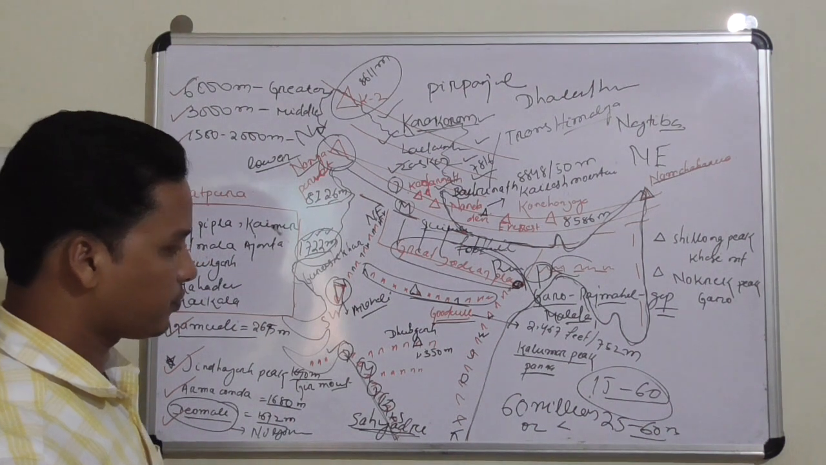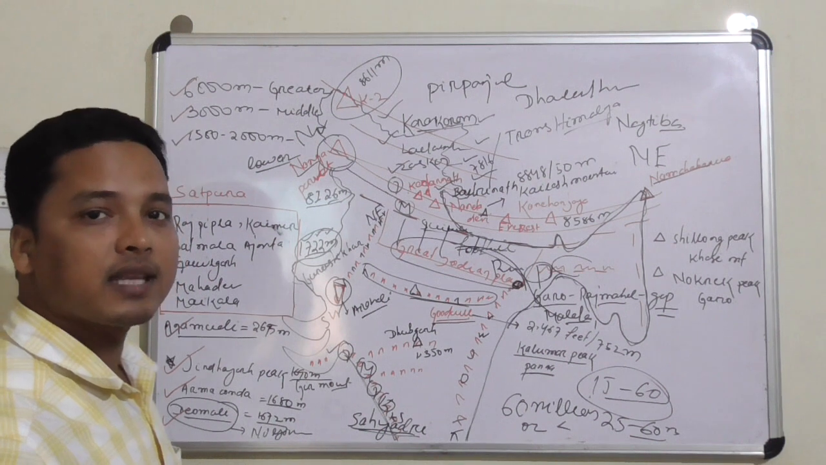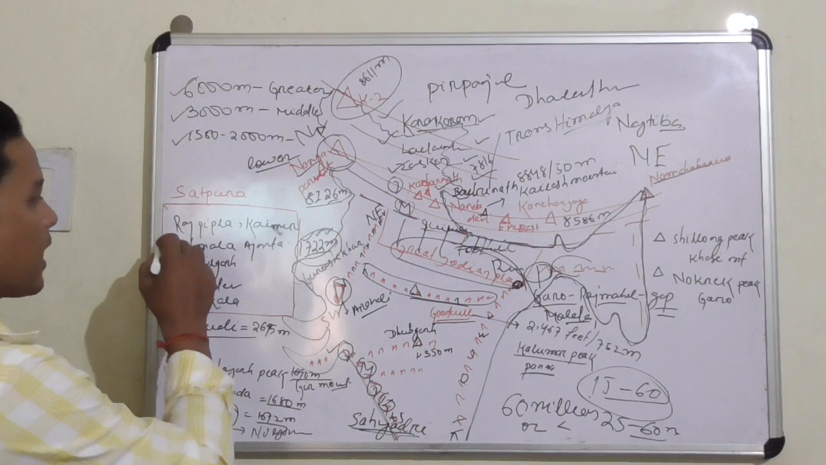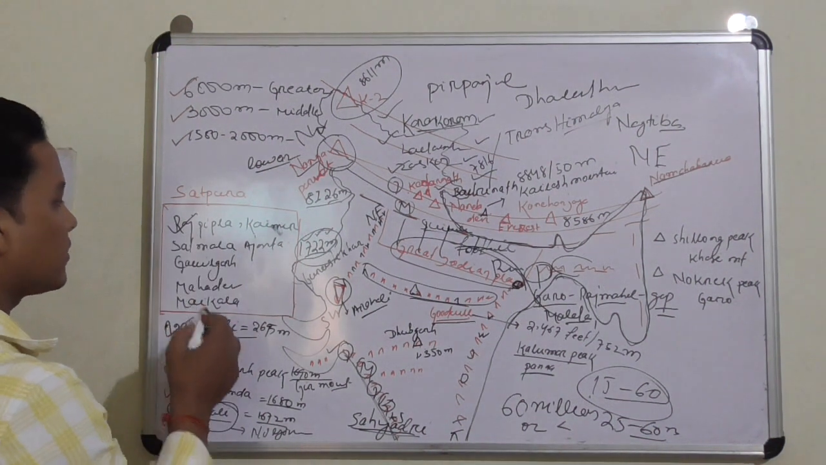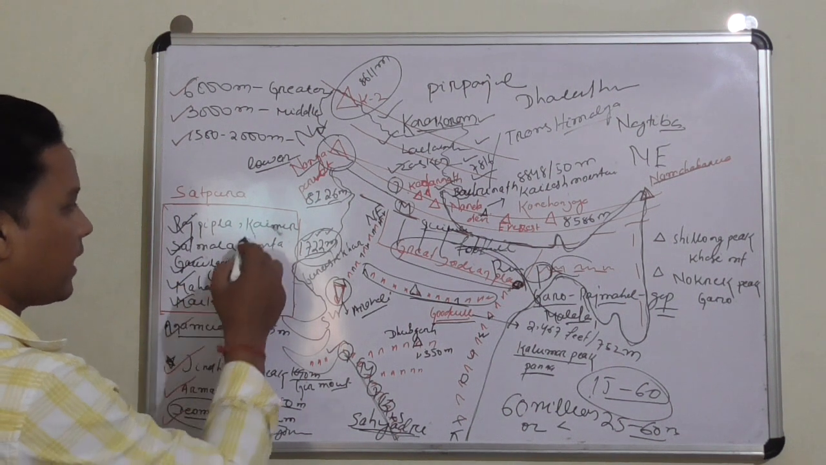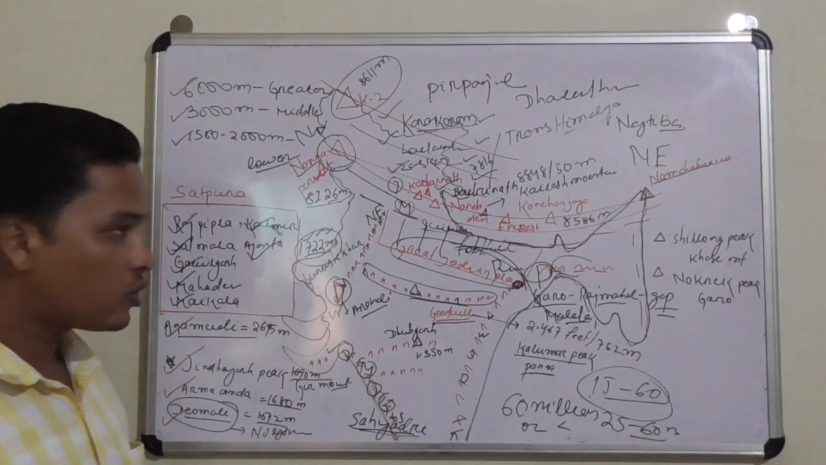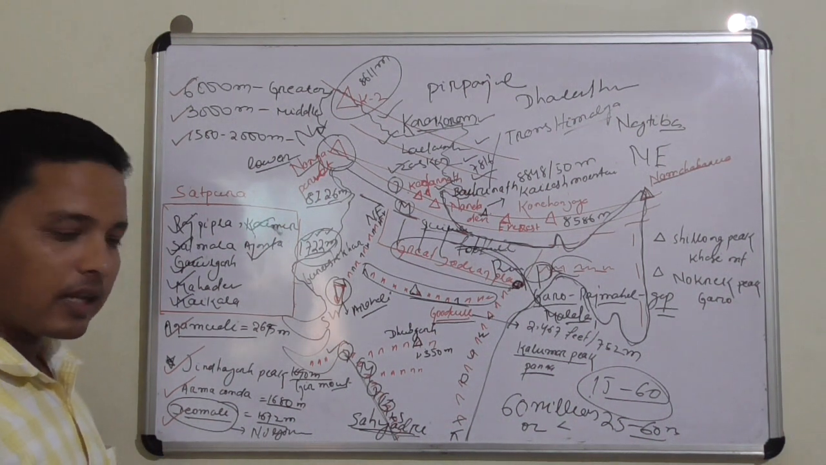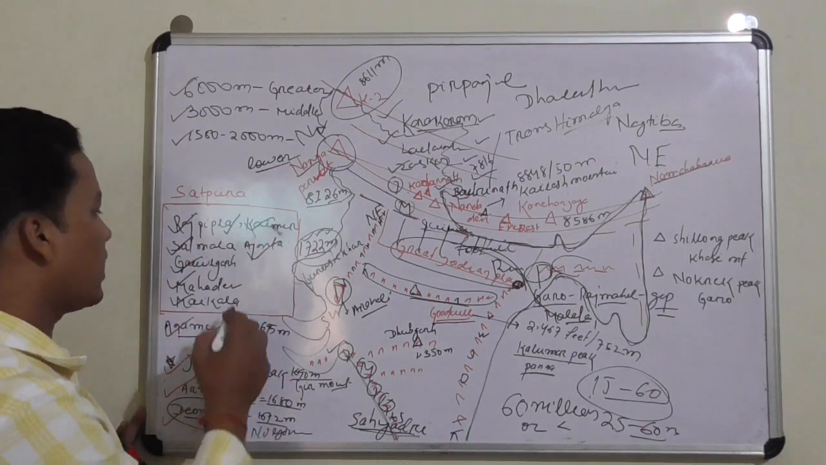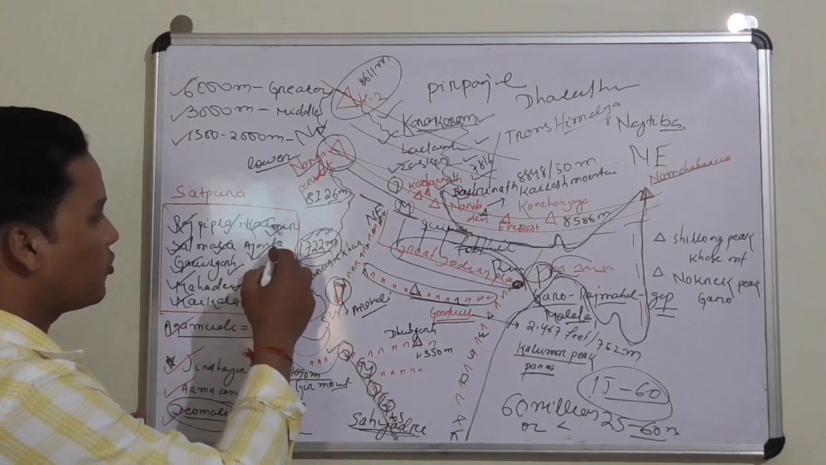Next comes your Satpura. Satpura means the 7 hills. They are Rajpipla, Satmala, Gavilgad, Mahadev, Maikala, Kaimur, Ajanta. These are the mountains which comprise together to form Satpura. Again I repeat: Rajpipla in Gujarat, Satmala, Gavilgad, Mahadev, Maikala, Kaimur, Ajanta.